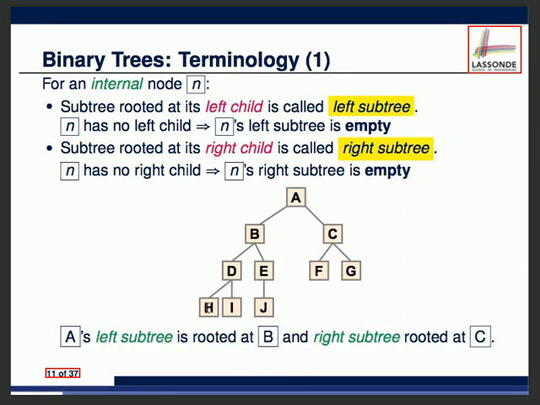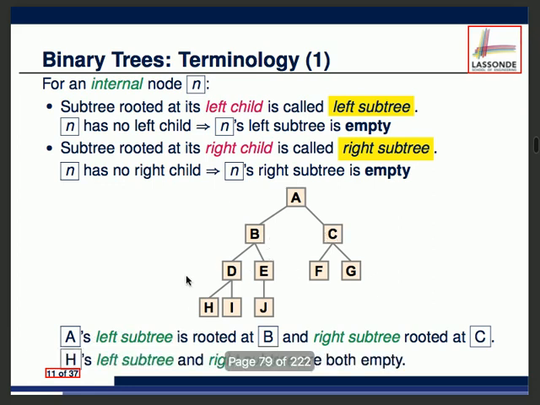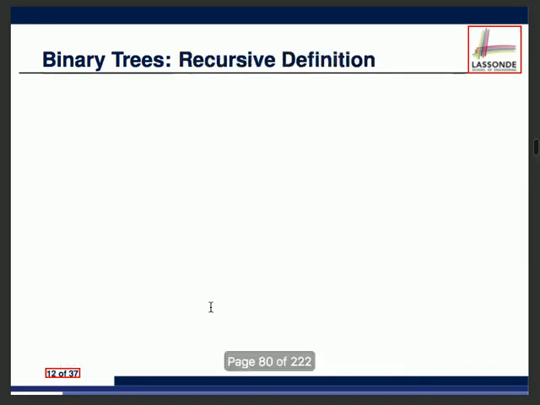So A's left subtree is rooted at B, and the right subtree is rooted at C. For H, for example, H is external. In that case, it has no subtree, or you can think of both subtrees as empty. Just a different way of thinking. Now, recursive definition. Let's get a little more used to defining trees in a recursive way.